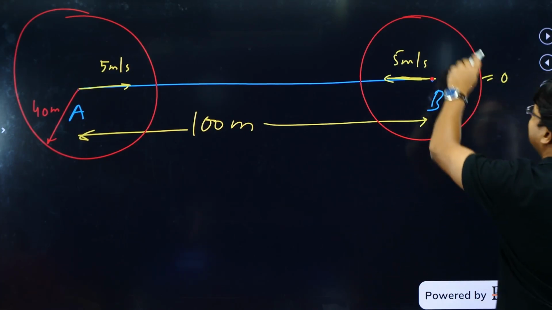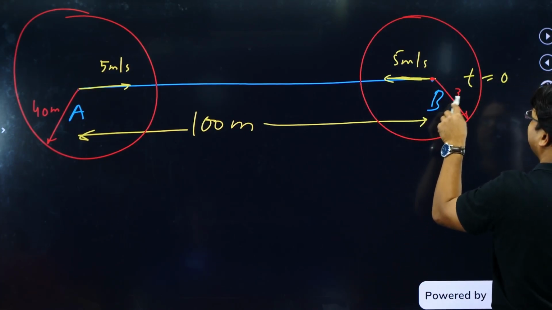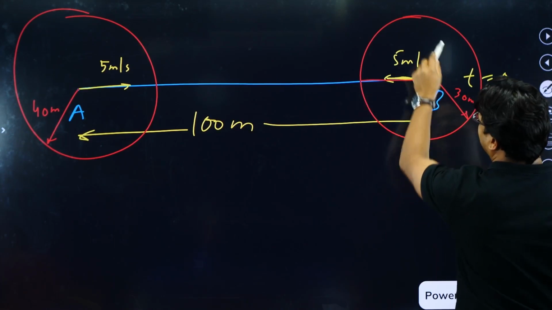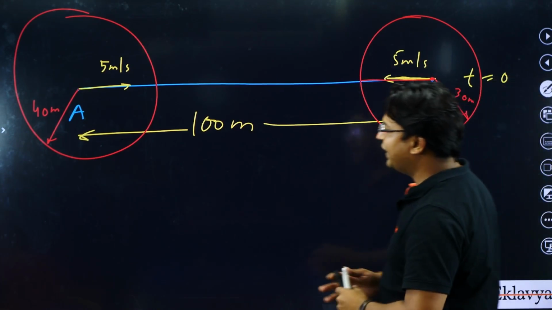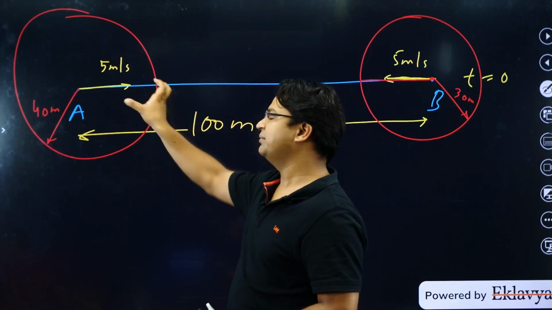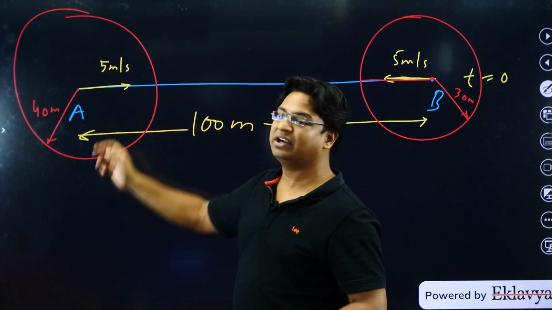So B is the center, and this circle has a radius of 30 meters. Now, the farthest I can go from B in search of this point is 30 meters. The farthest I can go from A towards B is 40 meters, and the distance between A and B currently is 100 meters.